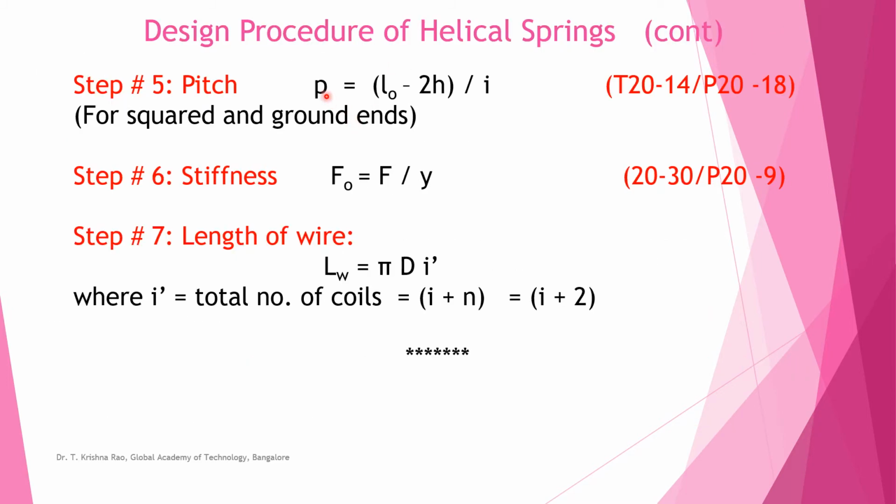Then we go to pitch. Pitch is L0 minus 2h by I, not 2d. In a circular cross section we had used L0 minus 2d. Now it should be 2h by I. Then stiffness, F0 equals F by y, same. The total length of wire is length of one coil, pi d, into total number of coils. Length of wire equals pi d into I dash. I dash is I plus n, and n we always take as 2. So these 7 steps are similar to the circular cross section, but equations for y and tau are different. Be careful about the cross section and select the equations.